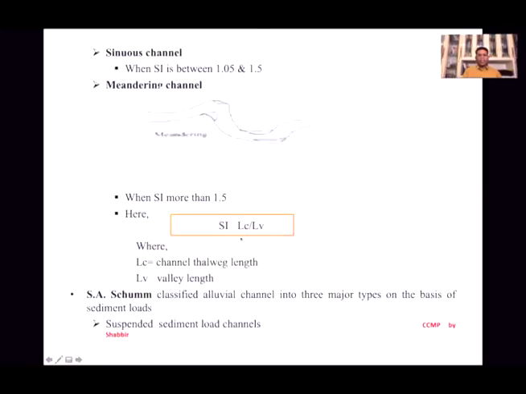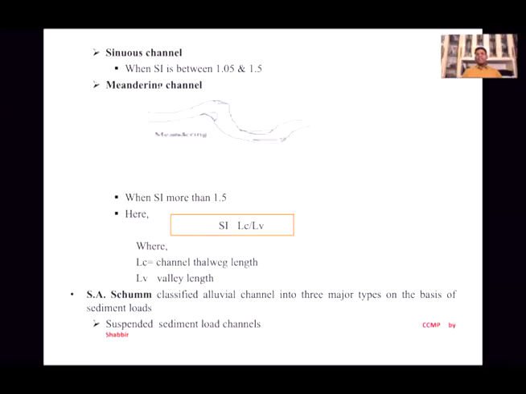Here it is. SI, or Sinuosity Index, is channel length by valley length. Channel length is the actual length of the thalweg, the actual length of the longitudinal profile, whereas valley length is the length of the meandering axis. This ratio is called the Sinuosity Index.